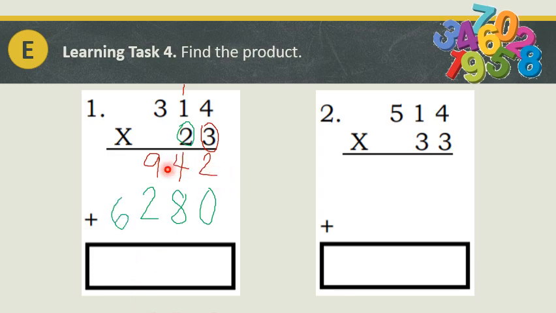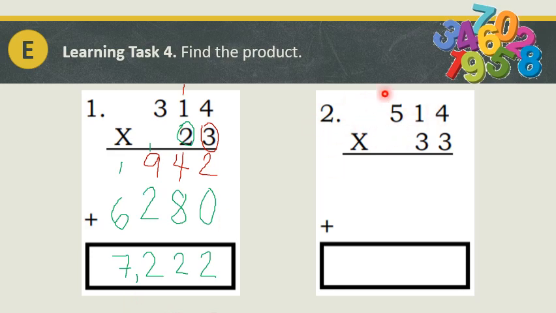Then, ipag-a-add na natin yung ating dalawang partial products. Mag-start tayo sa right. 2 plus 0 is 2. 4 plus 8 is 12. 9 plus 2 is 11, plus 1 is 12. Then 6 plus 1 is 7. So, ang answer natin is 7,222.